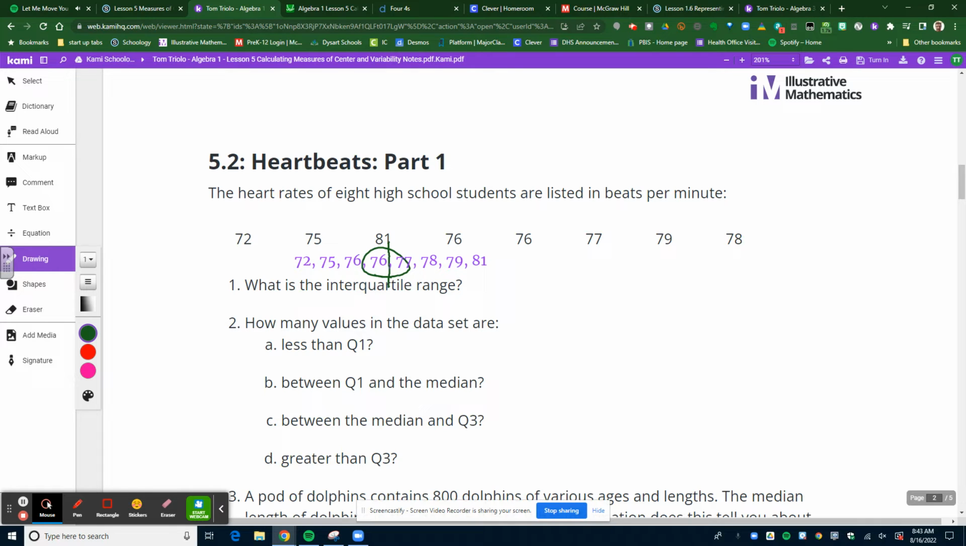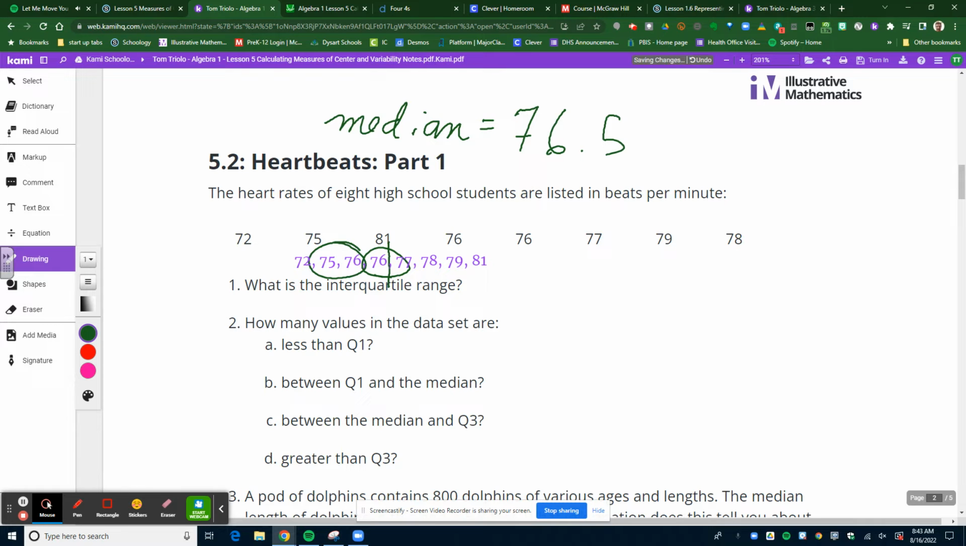So, let's see. On your graphic organizer, where it's got like the 2 little boxes, put the 76 and 77, or you can just write 76.5. You put whatever works for you on here. Okay? So, I know my median. Equals 76.5.